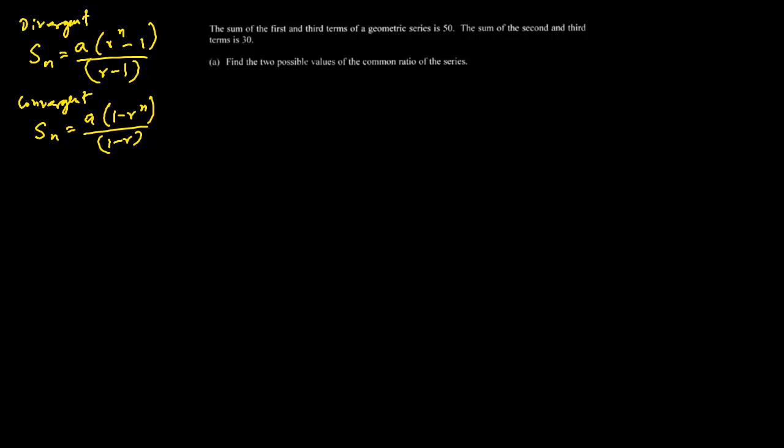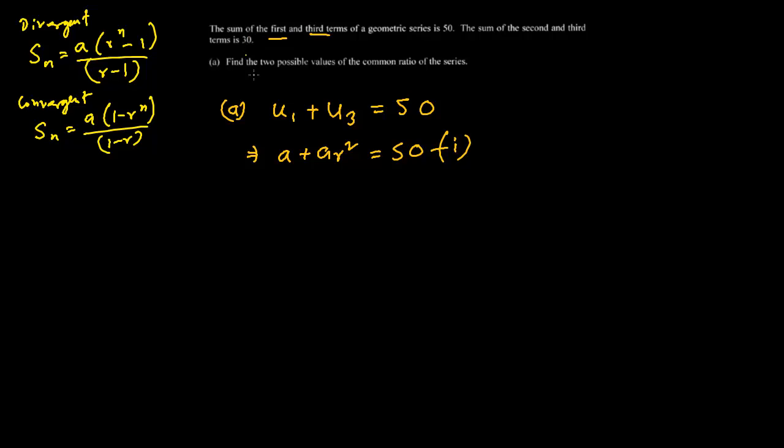But here we don't know whether it is convergent or divergent. We don't have any idea about the values. And besides, we have individual terms. The first term, which is u1, plus the third term, u3, together they are 50. So we have to write them out individually. a plus ar squared is equal to 50. So this is equation 1. We cannot use the sum of the n terms because first of all, it is not the sum of that many terms, and second of all, we don't know whether it is divergent or convergent. So whenever you do not know that, you have to add up the terms individually.